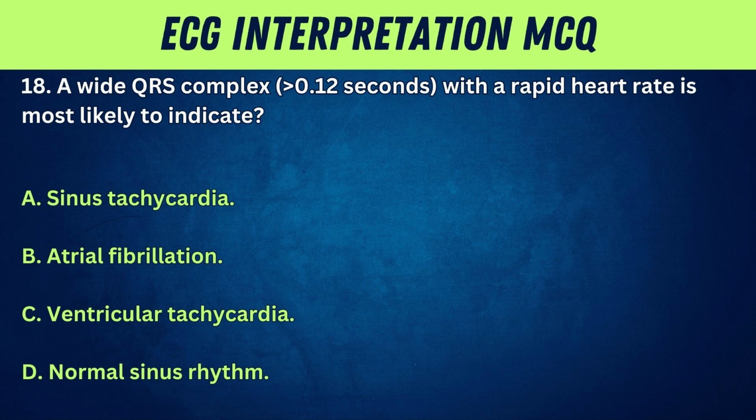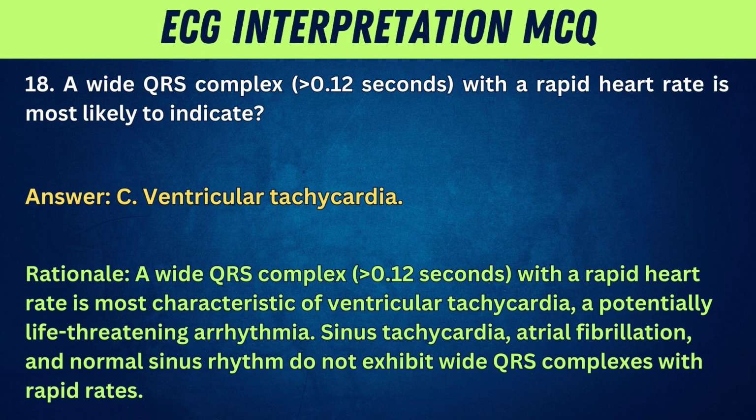18. A wide QRS complex greater than 0.12 seconds with a rapid heart rate is most likely to indicate: A. Sinus tachycardia. B. Atrial fibrillation. C. Ventricular tachycardia. D. Normal sinus rhythm. Answer: C. Ventricular tachycardia. Rationale: a wide QRS complex greater than 0.12 seconds with a rapid heart rate is most characteristic of ventricular tachycardia, a potentially life-threatening arrhythmia. Sinus tachycardia, atrial fibrillation, and normal sinus rhythm do not exhibit wide QRS complexes with rapid rates.